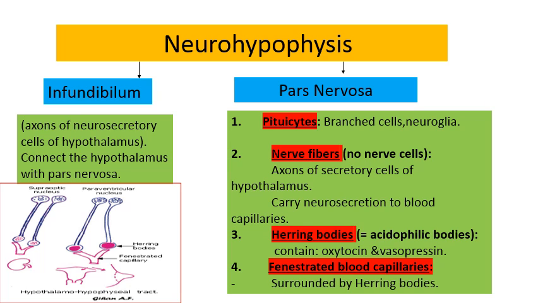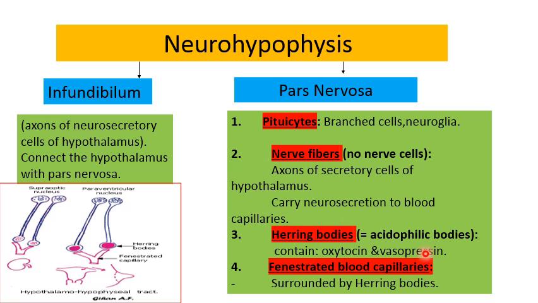The second part of the pituitary gland is the neurohypophysis. Neurohypophysis is formed of two parts, infundibulum and pars nervosa. Infundibulum is a collection of axons of the neurosecretory cells which are present in the hypothalamus and connect the hypothalamus with the pars nervosa. Pars nervosa is formed of pituicytes, which are branched neuroglial cells supporting nerve fibers, which are the axons of the secretory cells of the hypothalamus, which carry the neurosecretion to the blood capillaries.